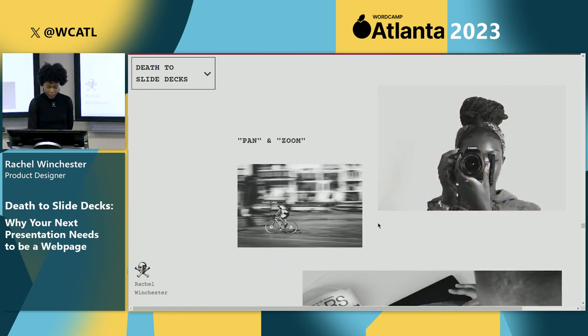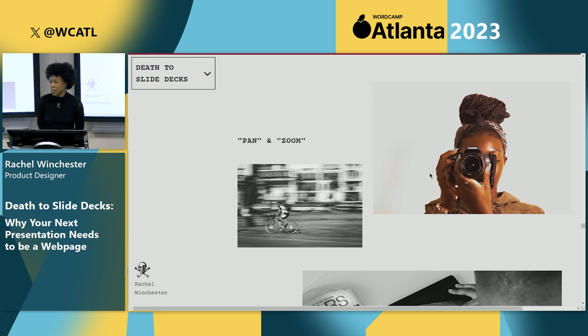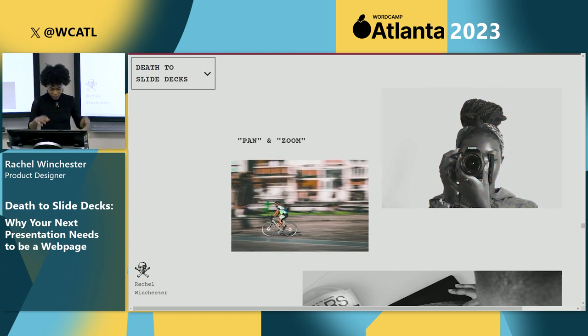Pan and zoom. If you are a photographer, you probably use these words pretty often. Pan is when you move through a viewing area, and zoom is when you go in or out of a viewing area. So if this photographer had her focus on the cyclist, the cyclist would be in focus, as you see, and the background is blurry because she's following the cyclist.